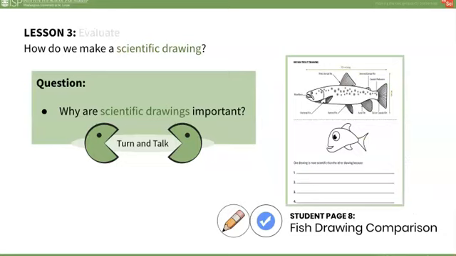Finally, pass out the fish drawing comparison on student page 8. Have the students list 4 reasons why one drawing is more scientific than the other in their science notebooks. Ask students, why are scientific drawings important? Have students think, pair, share that question.